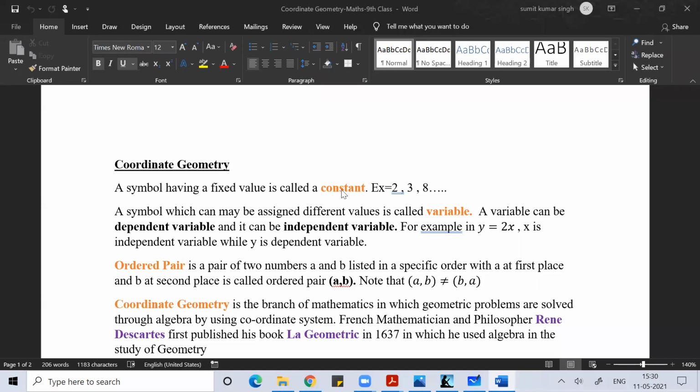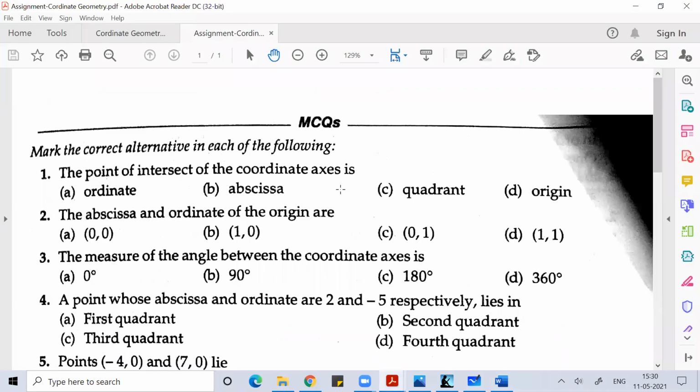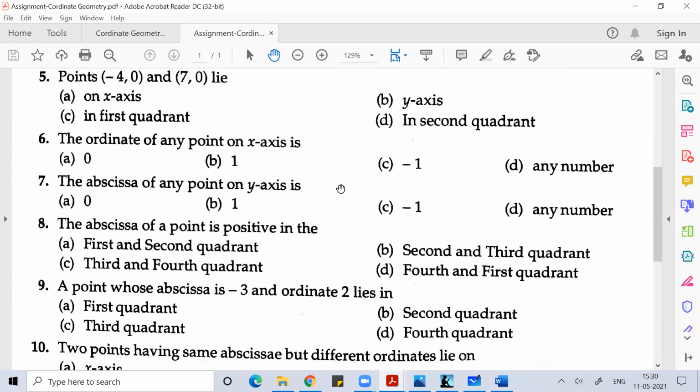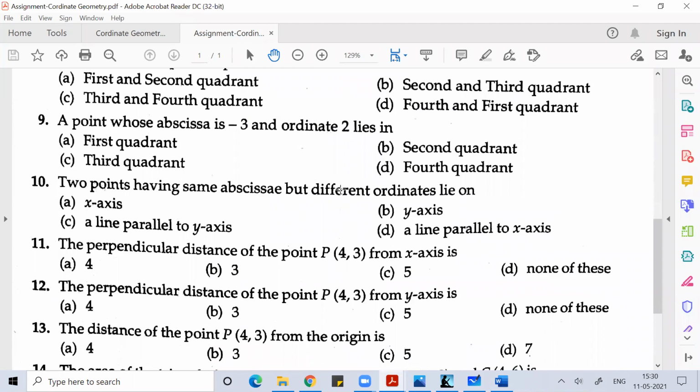So Dhoni, I have given you problems, I believe 10, 12, 13 and 15. By chance, I think you have made some mistakes. So do you want me to discuss those questions with you?